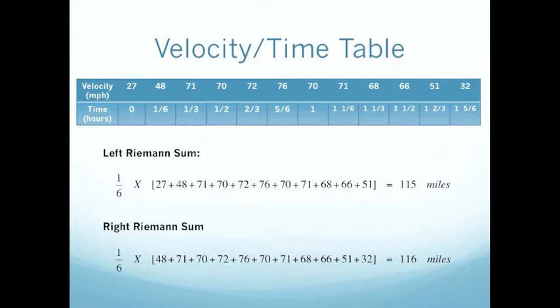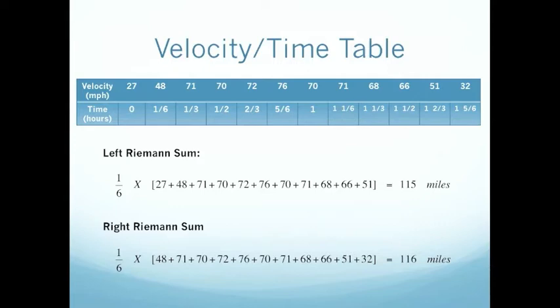So to find the left-hand Riemann sum algebraically, we're going to take the duration between each interval. In this case, it would be 1/6. And we would multiply this for the left-hand Riemann sum by the leftmost value over each time interval. So for example, we would take 1/6 and multiply it by the sum of 27 plus 48 plus 71 plus 70 and so on and so forth.